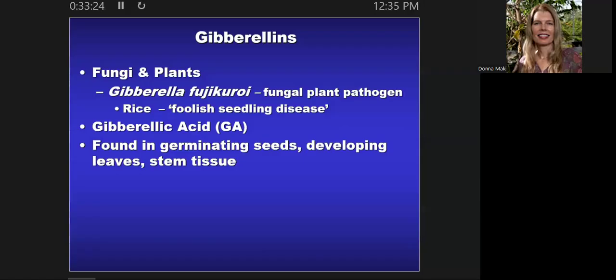But the plant naturally makes it too, for good things. So they can make it in their germinating seeds. The gibberellic acid stimulates that development of a good baby seedling, the developing of the leaves to get the leaves fully formed and mature. Stem tissue for sure. It does definitely help increase stem length. So this was kind of interesting that first they found it in the fungus and then they realized, oh, the plant can make it too.